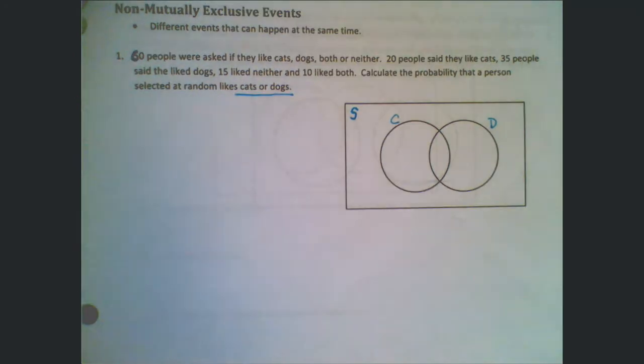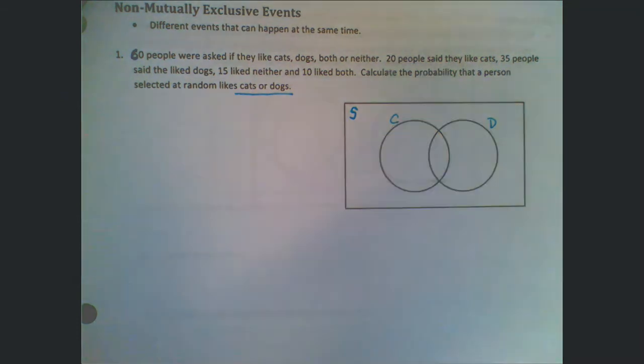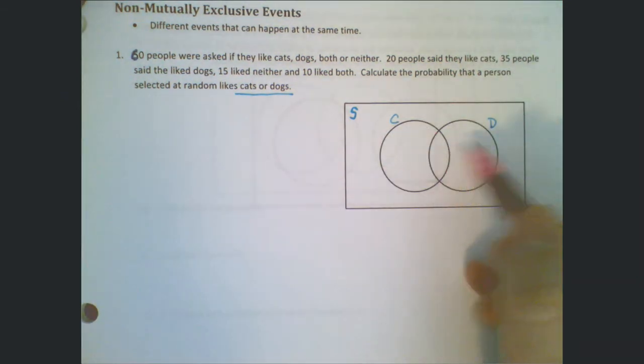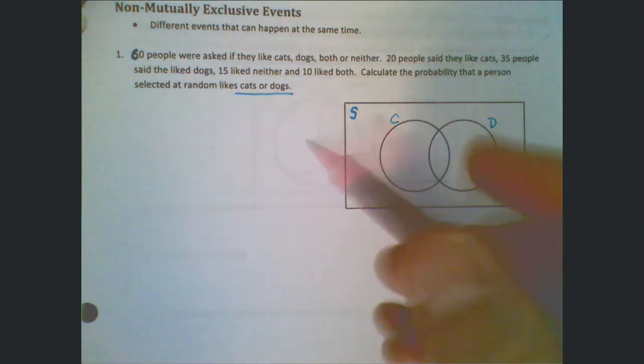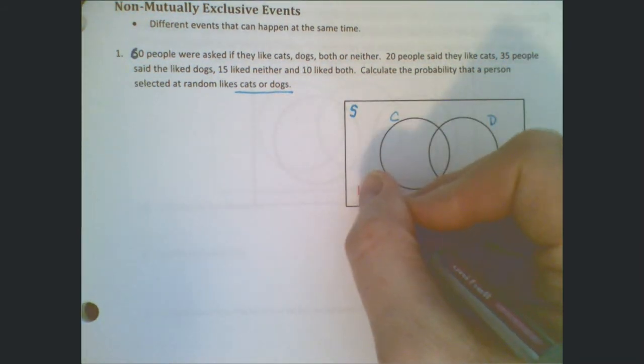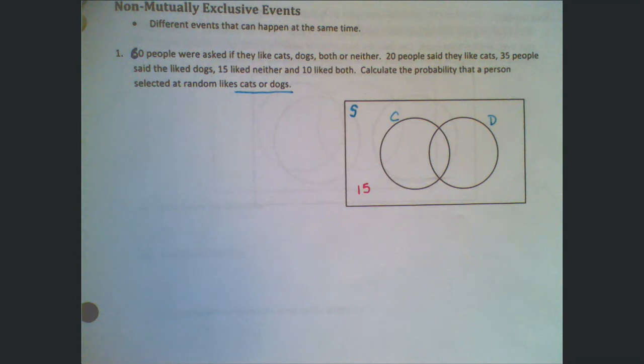Now what I'd like to do in these problems is typically start from the center and work your way outward. So if we look at this, it says that 15 like neither cats nor dogs. Well, this is the set of people that like cats. This is the set of people that like dogs. It says 15 people did not like either, so we can stick them out there. There's 15 people in the universal set of people that took the survey, and 15 don't like cats or dogs.